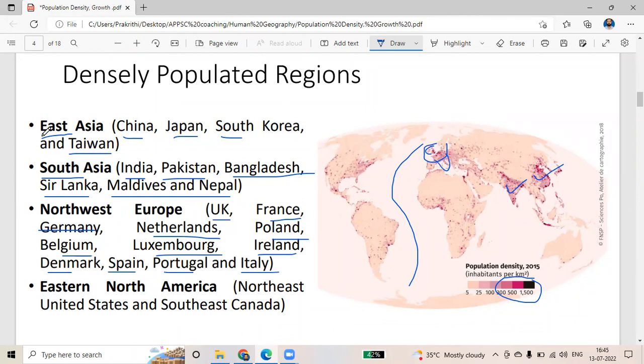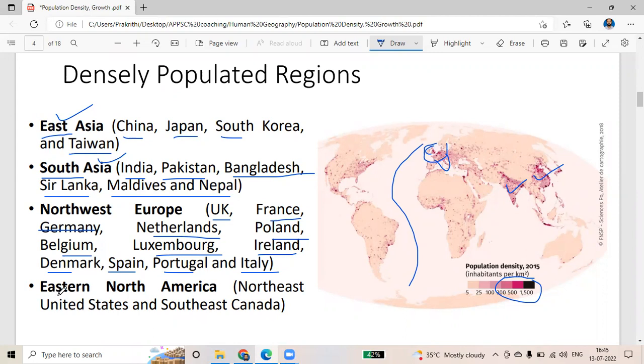If you look, you can understand East Asia, South Asia. Density, continent-wise, 108. So it is much higher. So if we take the regions also, two of the regions come in the Asian continent.